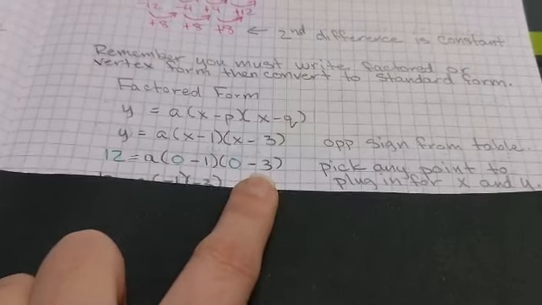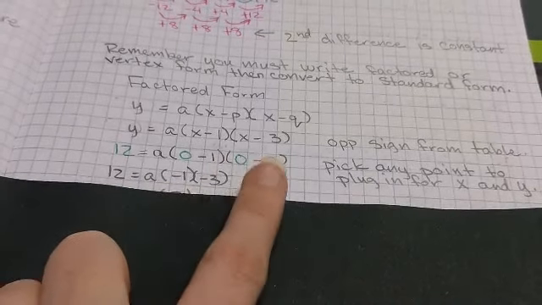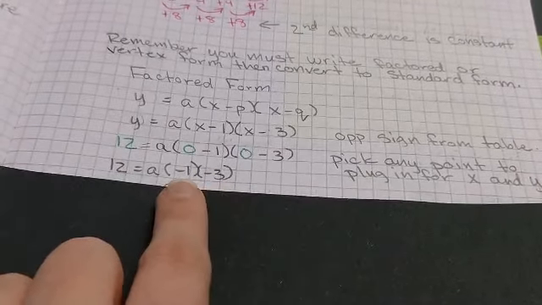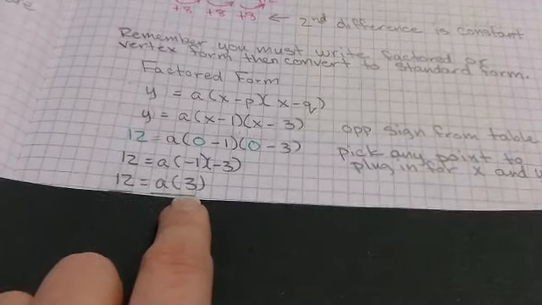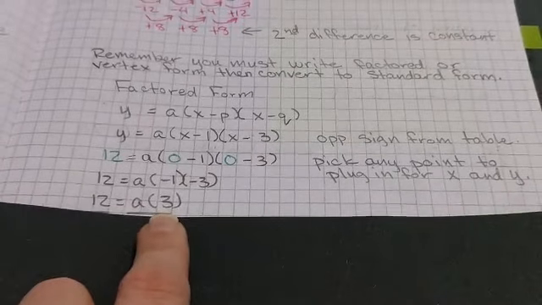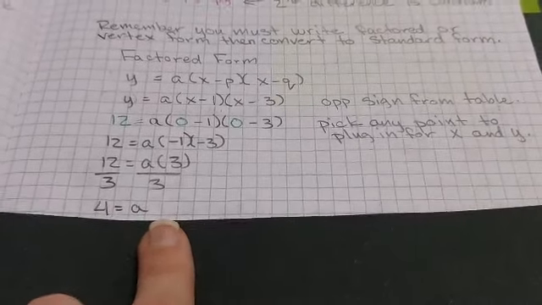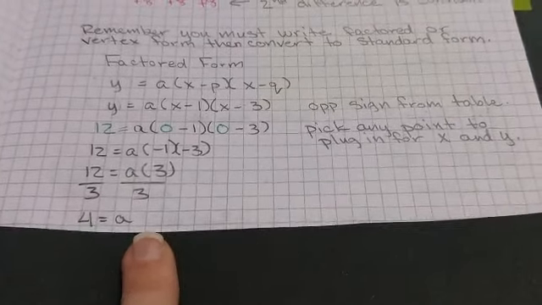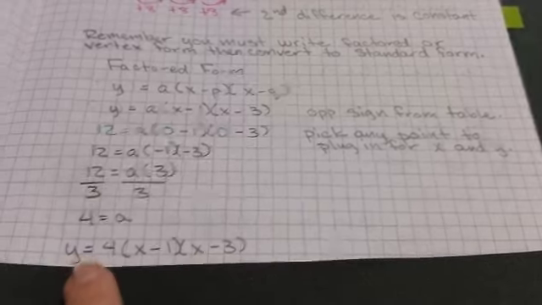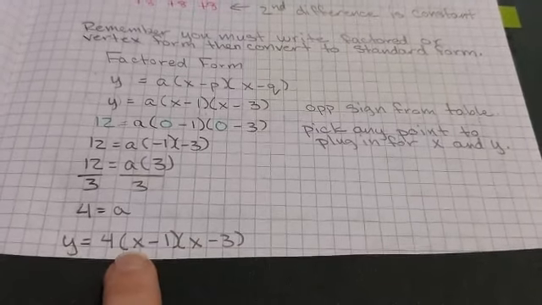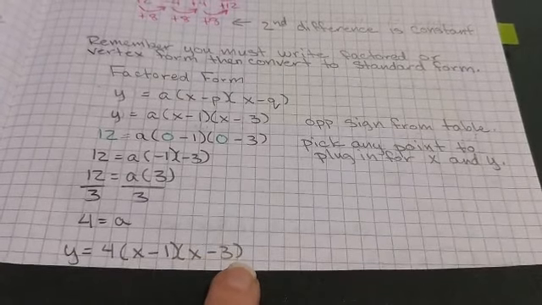So I'm just going to simplify and start solving for a. 0 minus 1 is -1. 0 minus 3 is negative 3, and when I take negative 1 times negative 3, it gives me a positive 3. So I have 12 equals a times 3. Well, I divide by 3 on both sides, and that's going to give me that a equals 4. Now that I know that a equals 4, I'm going to rewrite my equation with it plugged in. So our equation is y equals 4, parentheses, x minus 1 times x minus 3.